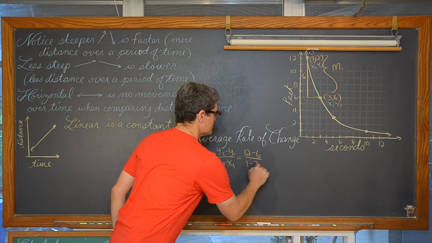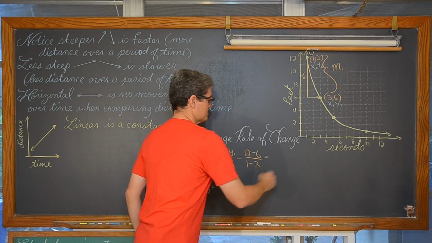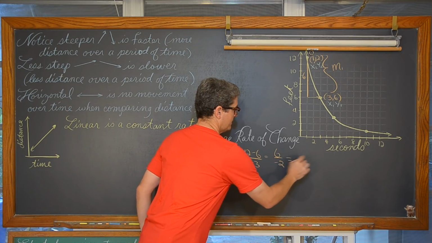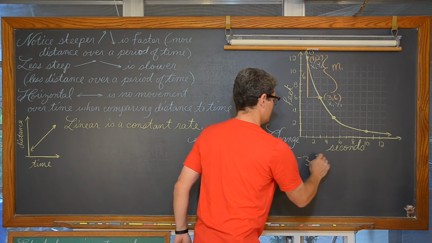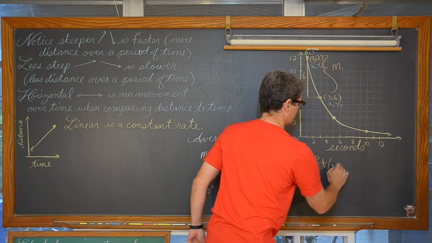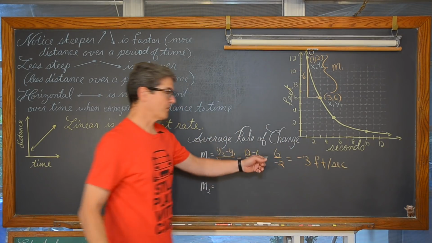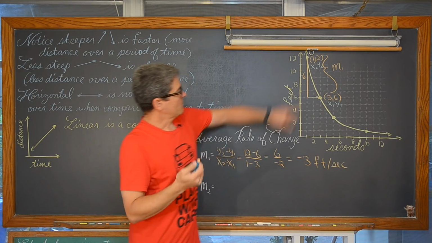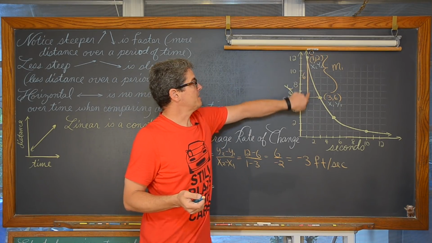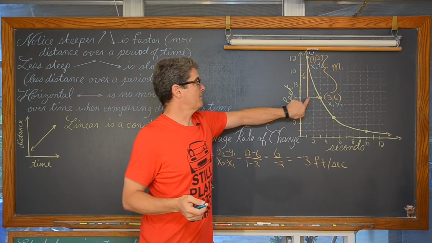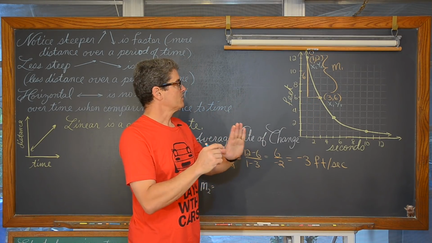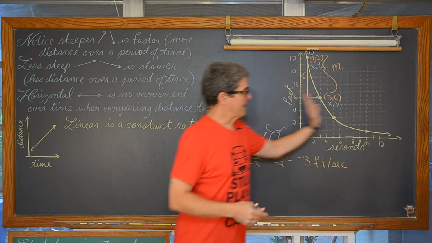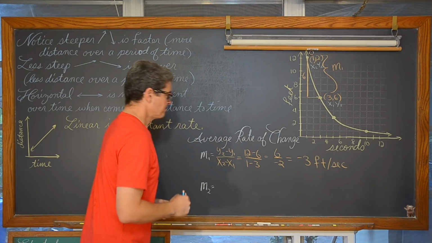So 12 minus 6 is 6, and 1 minus 3 is negative 2, and that is negative 3 feet per second. Oh, and by the way, when I looked up here, I came down, my rise was a negative number, and my run was always positive. When doing rise over run off of a graph, I always read that left to right, period.